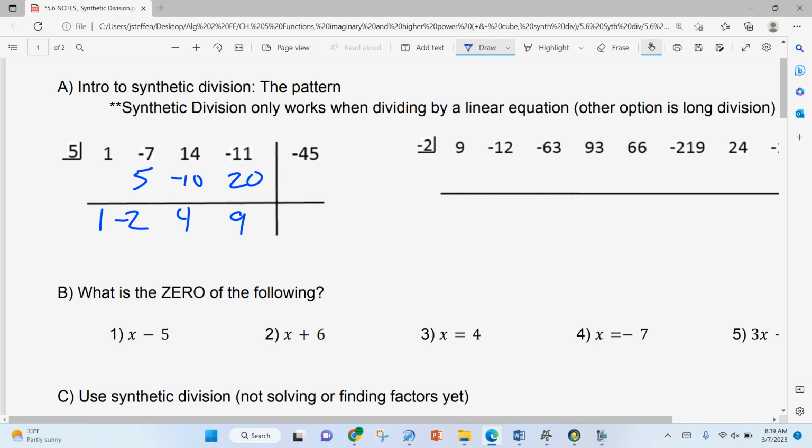Use a calculator if you're not sure. 5 times 9 is 45. Negative 45 plus 45 is 0. Now, most of the problems we do today will have a 0 like that. Technically, there are some problems we'll talk about down here where you will have a remainder.